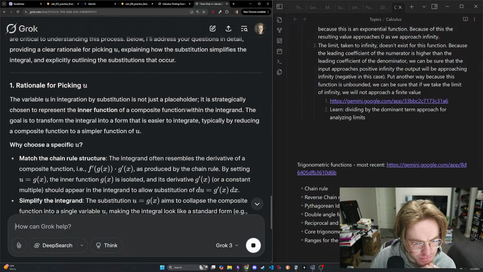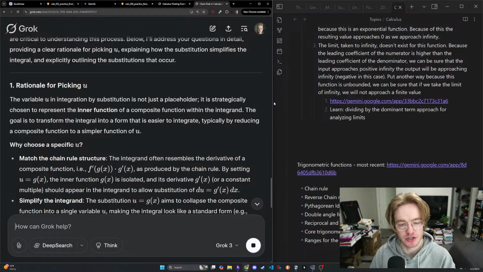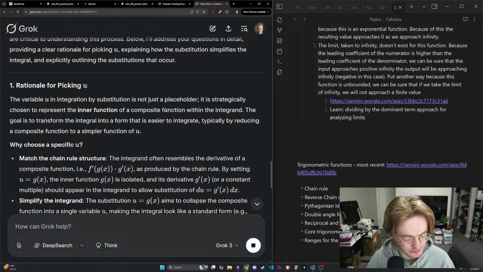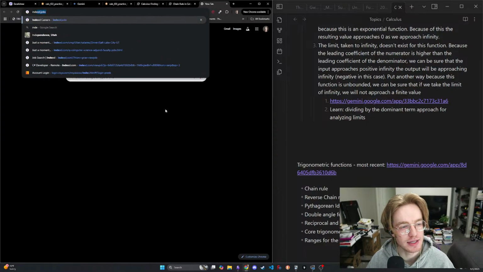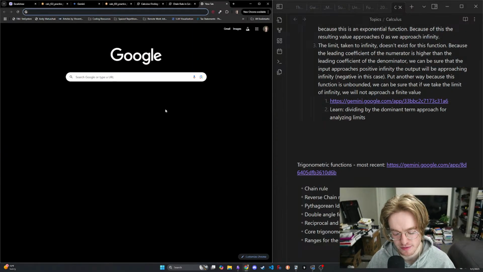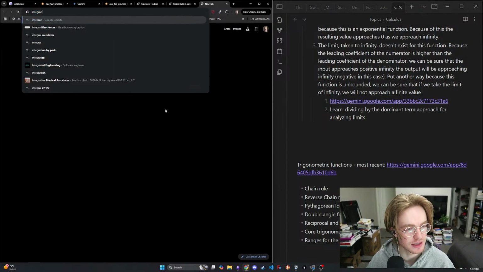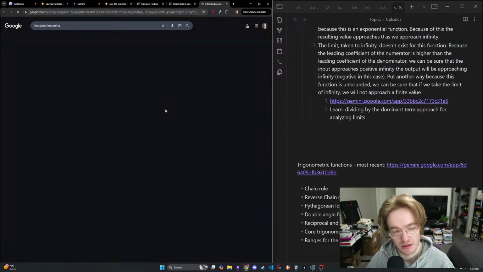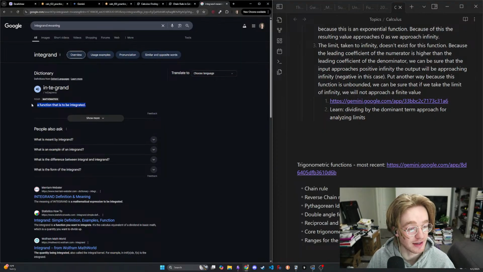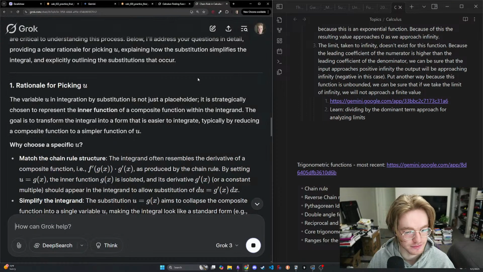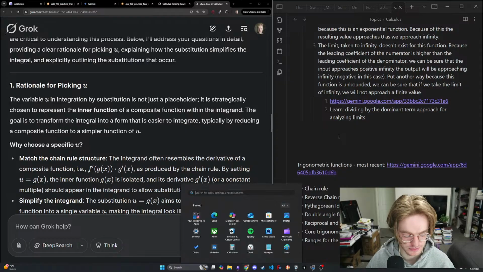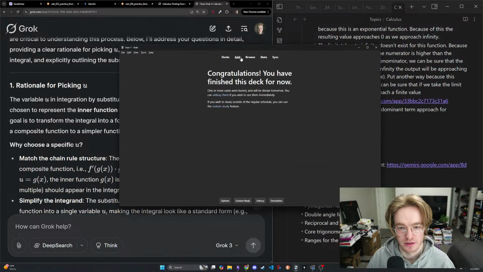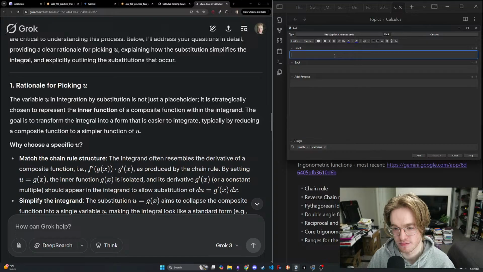Okay. The inner function of a composite function within an integrand. Okay. I think integrand is a function to be integrated, or is it an integrated function? A function that is to be integrated. I think I'll add that as well.